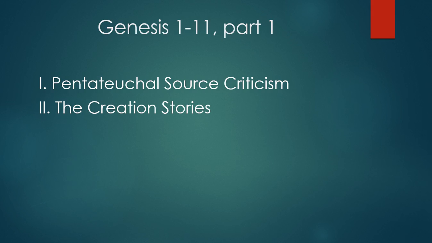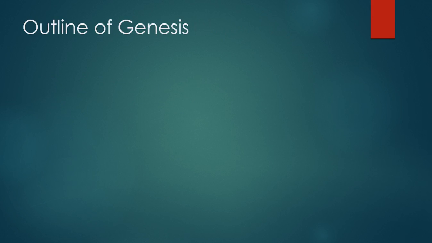Number 1 is something that we call Pentateuchal source criticism. In other words, we are going to use our study of Genesis 1 and 2 as a way of getting ourselves into talking about who wrote the Pentateuch as a whole, who wrote Genesis through Deuteronomy, and what were those people's agendas as they were telling these stories. And then in the second part of my remarks today, we're going to talk about the creation stories themselves as you have read them in Genesis chapters 1 and 2.